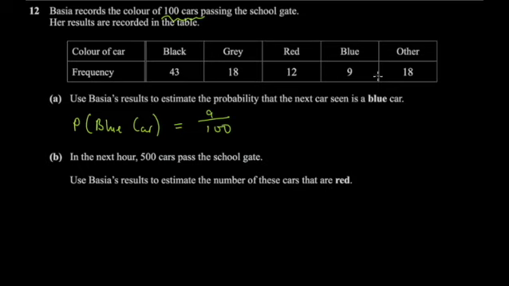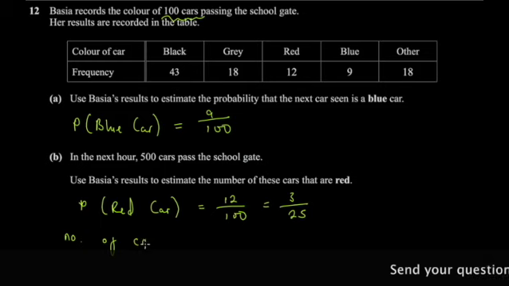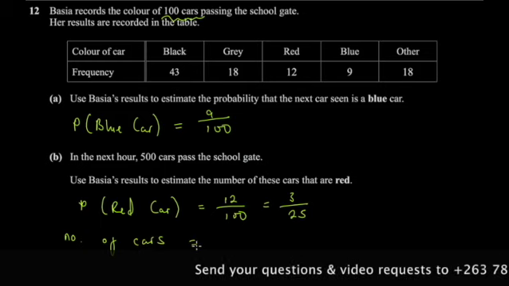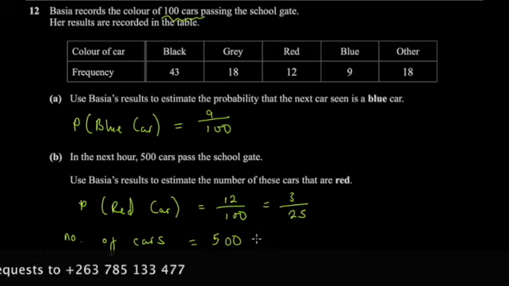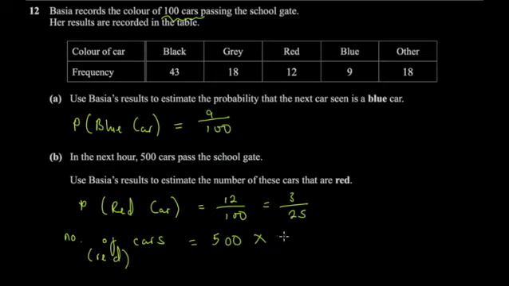So the number of cars is equal to the probability times 500, which is the number of cars here. So the number of red cars is 500 times the probability of getting a red car. Here we're using more or less a simple proportion. We know that for every 25 cars, 3 will be red. So we want to know what the result should be for 500 cars. So 500 cars would be 3 over 25 multiplied by 500.